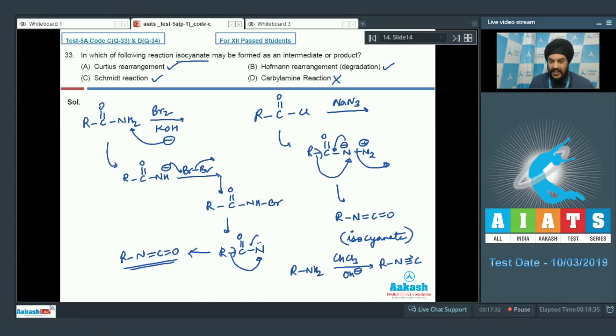So among the given reactions, we can see that the reactions given in option A, B and C lead to the formation of an isocyanate as an intermediate. So students, for this question, we have to select the correct answer as option A, option B and option C. Let us look at the next question.